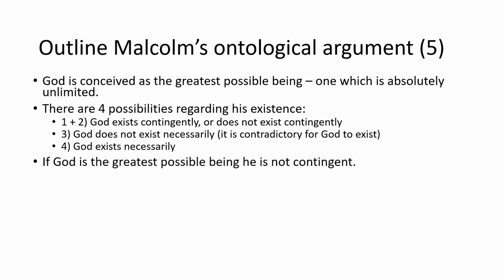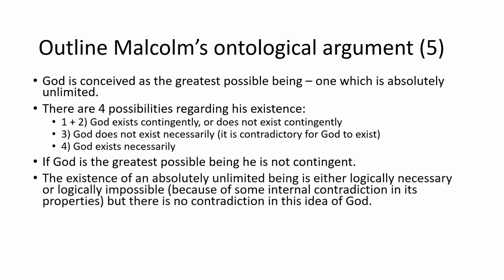Now, if we follow our definition of God, and we understand that God is the greatest possible being, if he is absolutely unlimited, then he cannot be contingent. According to Malcolm, this rules out our first two possibilities. They're simply not compatible with a being which is perfect, the greatest possible being, an absolutely unlimited being. Such a being could not be contingent. So the existence of an absolutely unlimited being is either logically necessary or logically impossible because of some internal contradiction in its properties, as we discussed with four-sided triangles or married bachelors. But Malcolm wants to say there's no such contradiction in the idea of God. It's not an incoherent idea in the way that a four-sided triangle is incoherent.